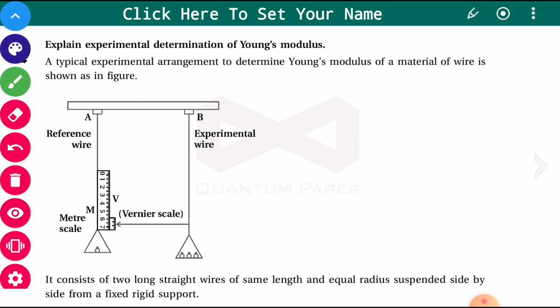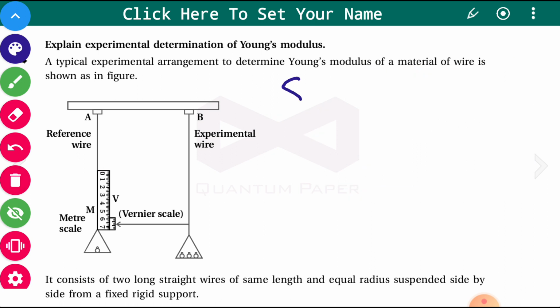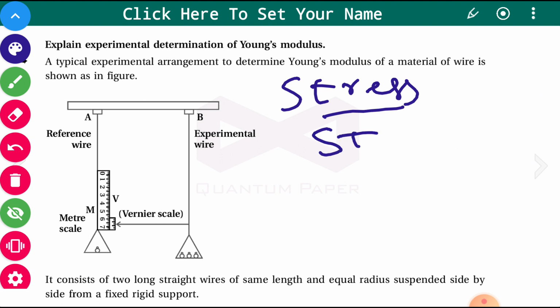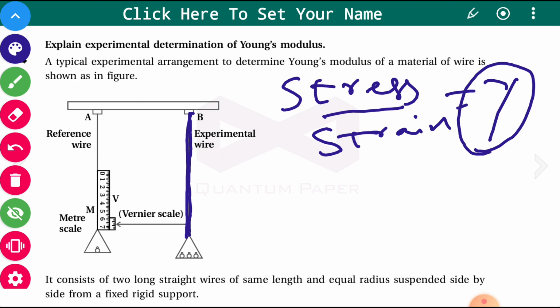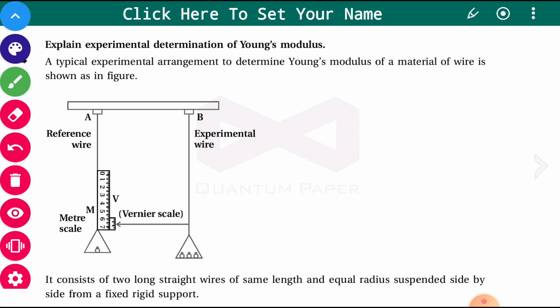Now we want to find out Young's modulus. Stress upon strain is Young's modulus for change in length. Whenever there is a change in length, whenever there is elongation, we measure the Young's modulus. Stress can be found, as I have explained, it is mg upon pi r square. This way you can find the value of sigma. Now how to find strain?